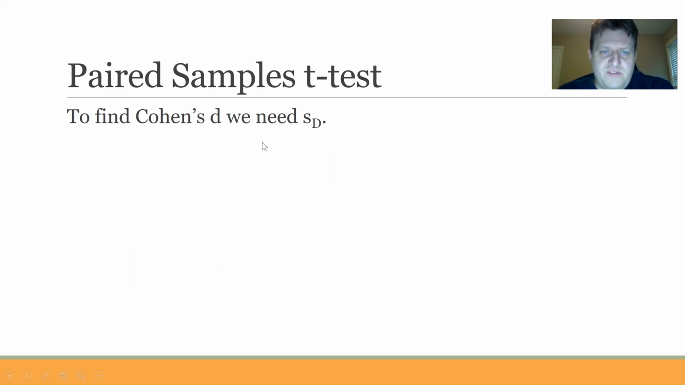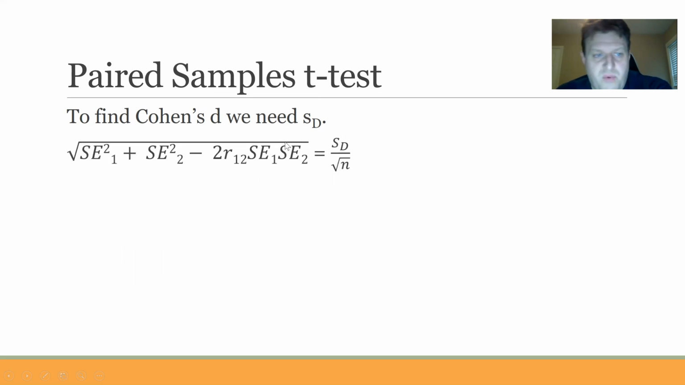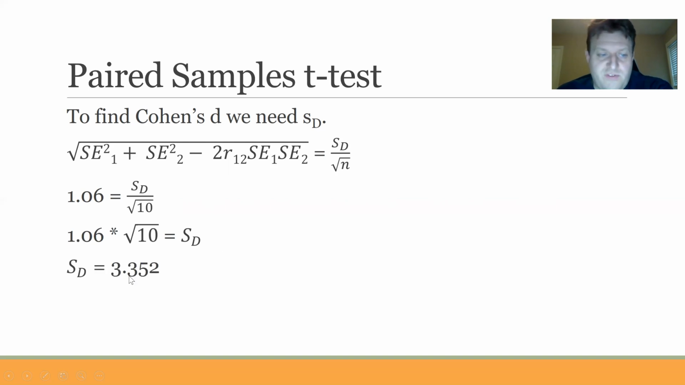So to find Cohen's d, we need the standard deviation of the different scores. I didn't give you any different scores for this problem, but I know that this expression in the denominator of my computational formula has to be equal to SD divided by the square root of n, and I want to get SD. So what I know is that what's here in the denominator is equal to 1.06. I can just do a little bit of algebra and multiply both sides by the square root of 10. And when I do that, I get the standard deviation of the different scores, which, as it turns out, is 3.352.